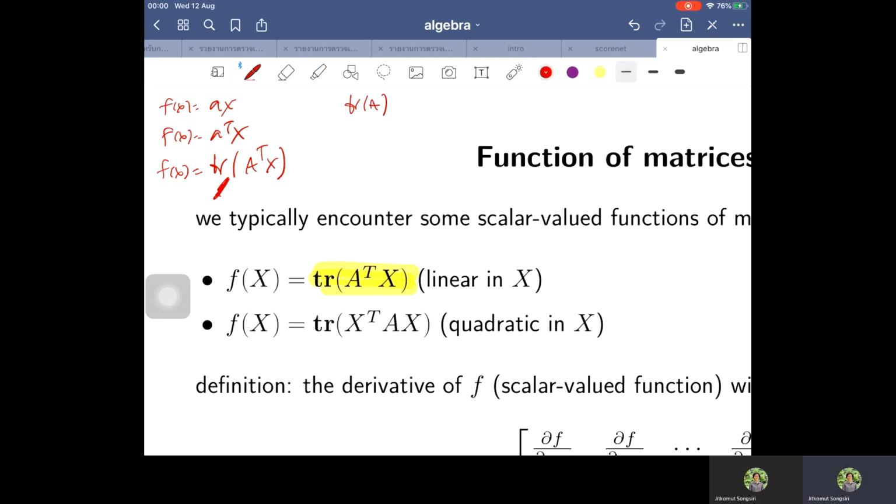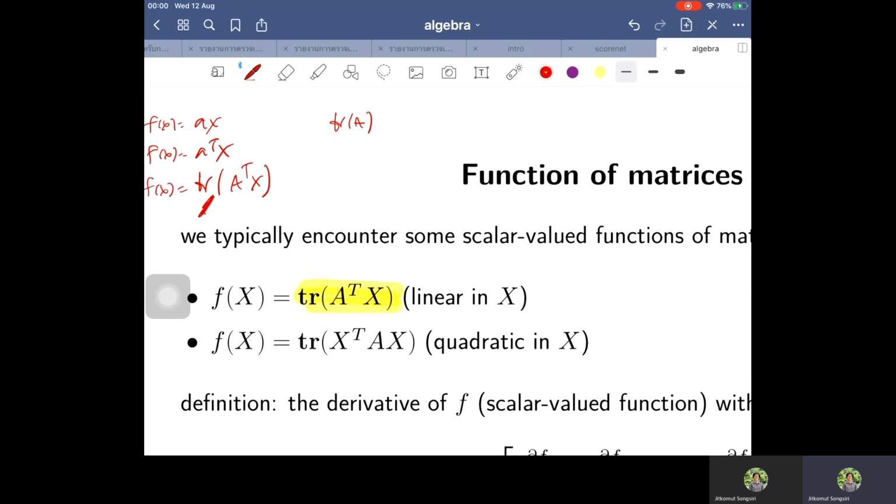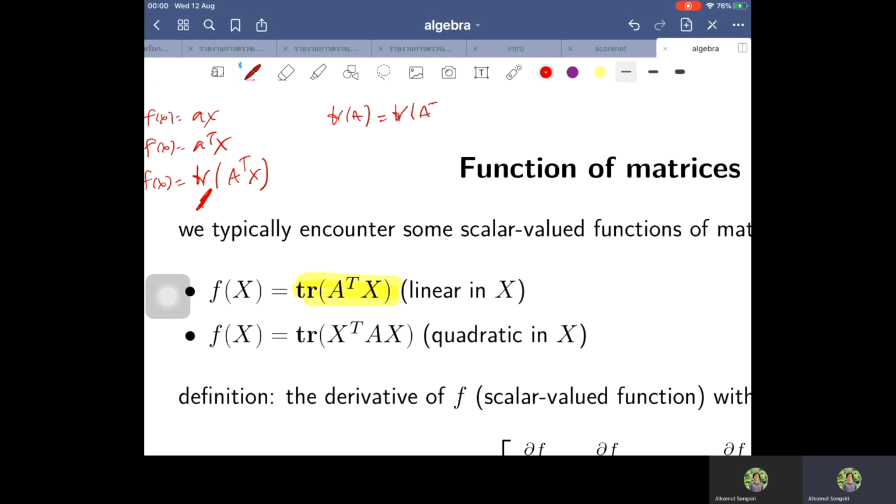For trace, there are a lot of basic properties that you should know. Trace A and trace A transpose are the same. Trace AB is equal to trace BA. Trace ABC is equal to trace CAB, and equal to trace BCA. This is called the circular property. You can move the matrices around cyclically, and the traces are the same.